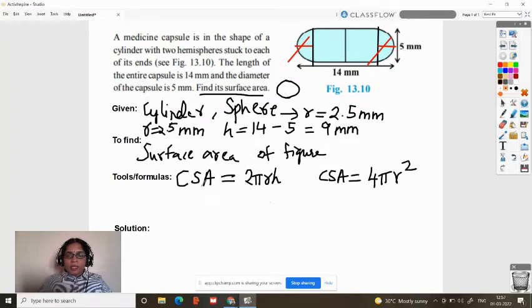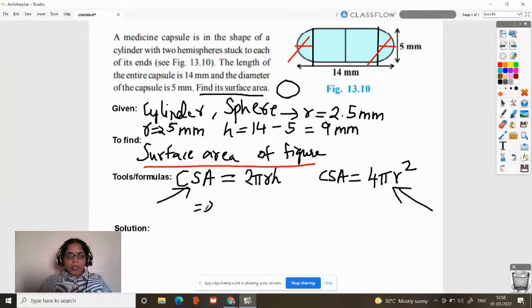Now, these are the formulas that we would require. Just check whether we have the r, yes, h, yes. Now, it is just plug and play. That means we find the curved surface area from this formula, and we find the surface area from this formula, and add them up to get the total surface area of this figure.